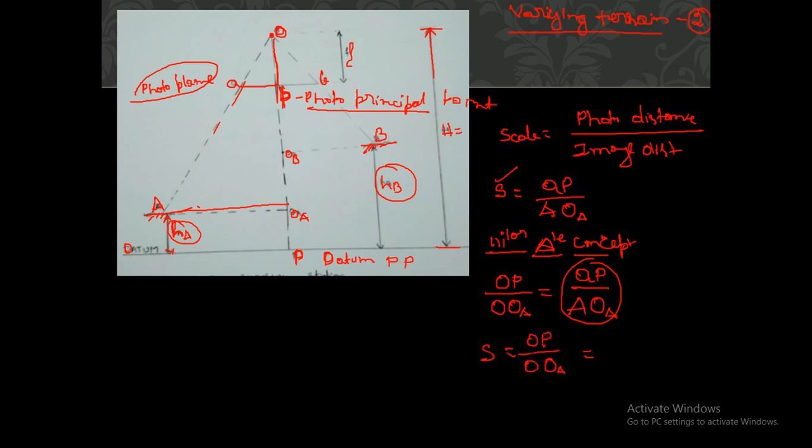So what is O p? From here to here, O p is F, right? F divided by H minus h A. From the total height H, if I deduct h A, I get this height, that is O to O A. So the scale is equal to F divided by capital H minus small h.